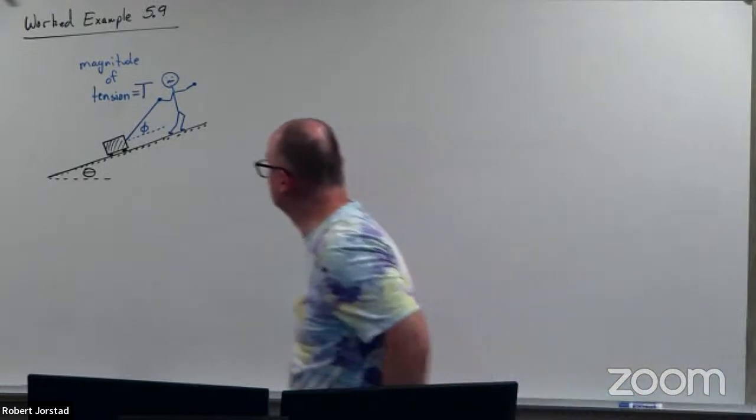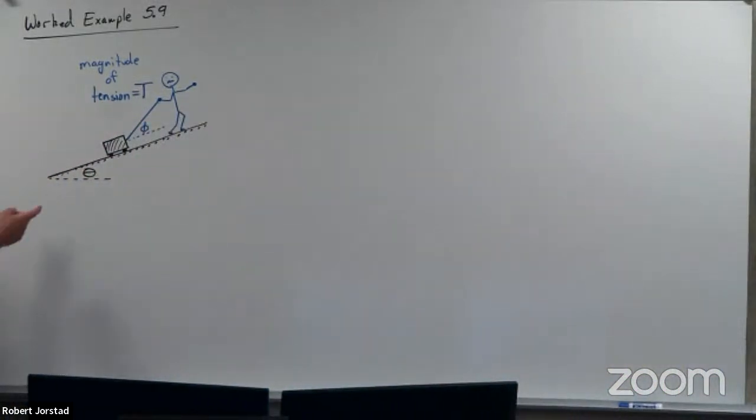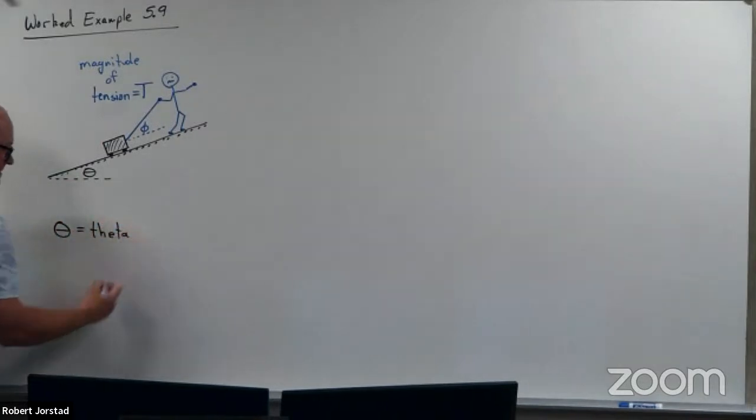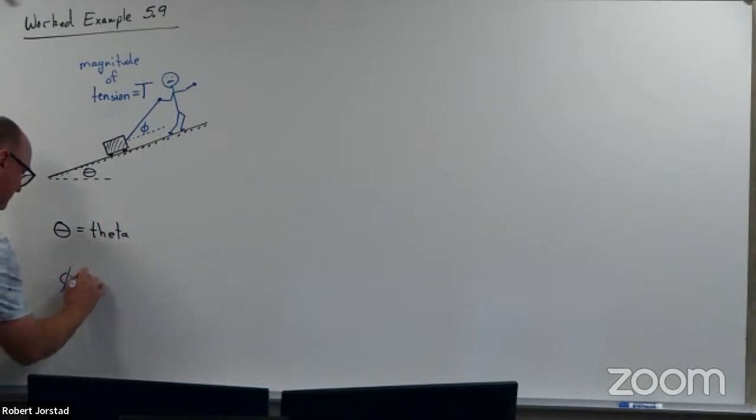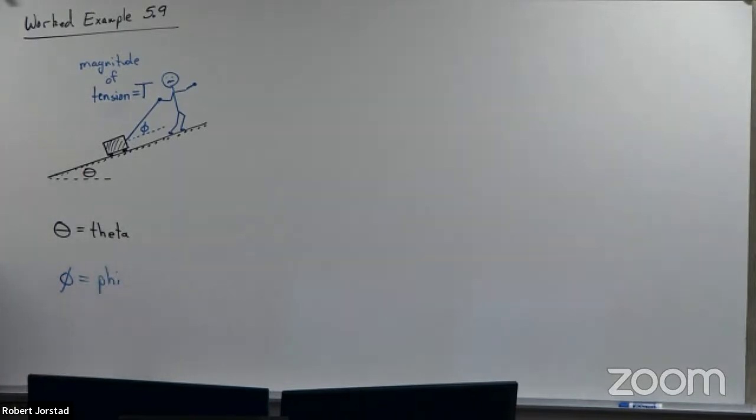In this problem, we're going to have a zombie pulling with some magnitude of tension T up the ramp. The ramp and the tension angle might be different. To keep these straight, this is theta, the ramp incline, and this is phi, the tension angle. The way I draw these two symbols is theta has a straight horizontal line, phi is a nearly vertical line.